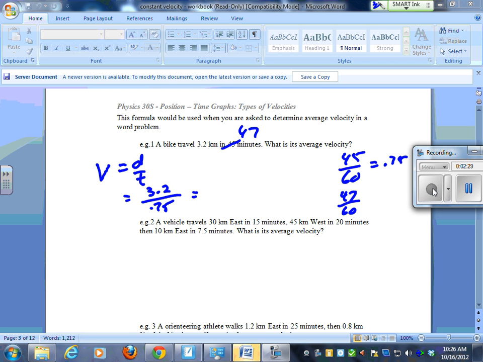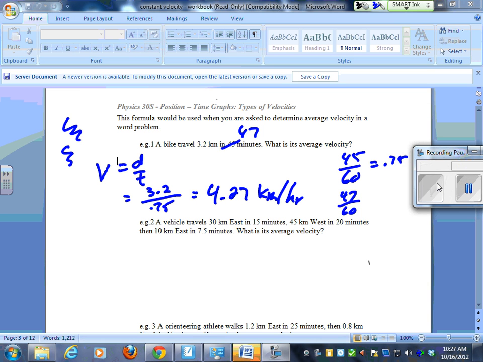So what's 3.2 divided by 0.75? It's going to be more than 3, right? 3.2 divided by 0.75 is 4.27 kilometers per hour.